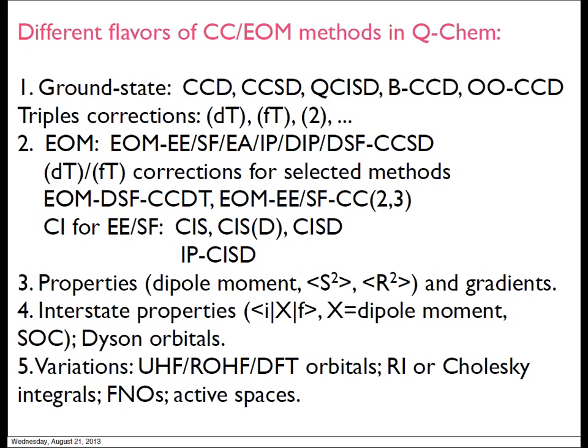Then we have quite a big family of equation of motion methods that are implemented for excitation energy, for spin-flipping types of excitations, for electron attachment, IP, DIP, double spin flip, and this list is growing. Then one can also try to correct these methods by including higher order excitations through perturbation theory, similar to reference state calculations and so on. In parallel to that, we also have CI-based methods. They are less commonly used. They are similar to equation of motion, but they do not involve coupled cluster calculation. So we have a bunch of these.